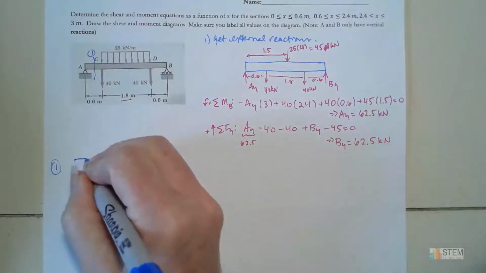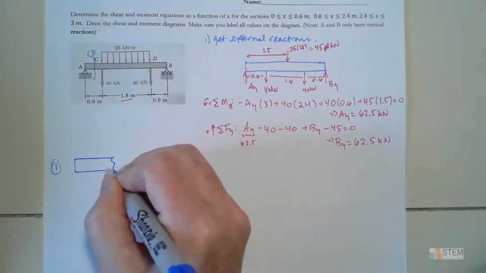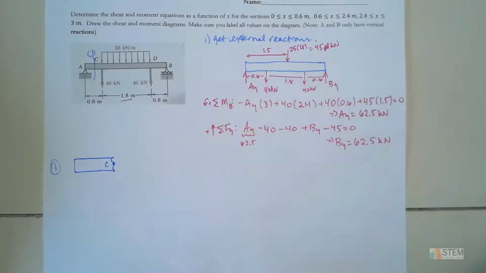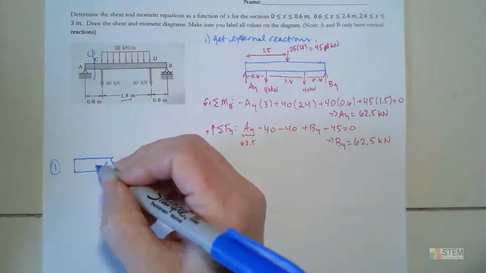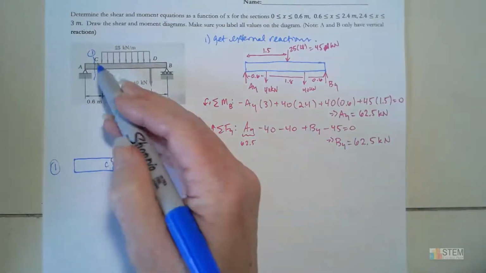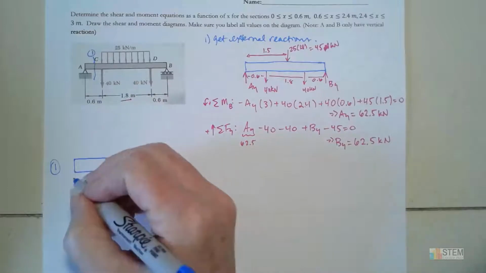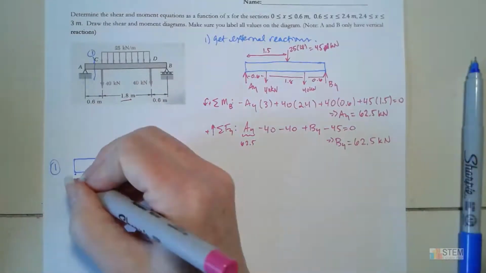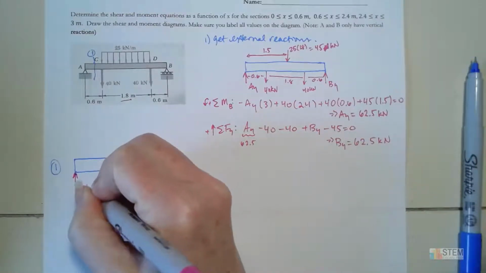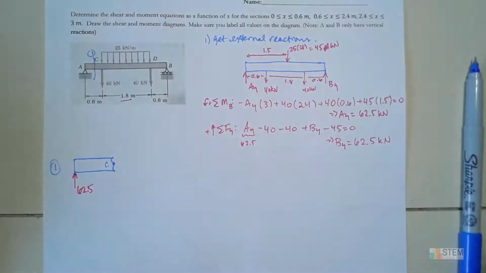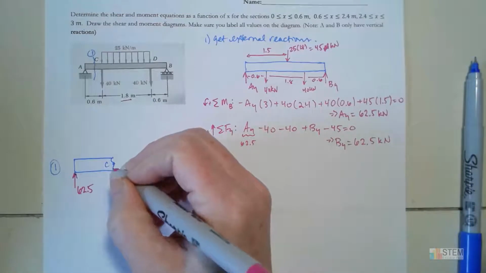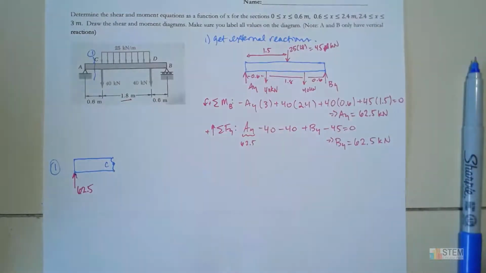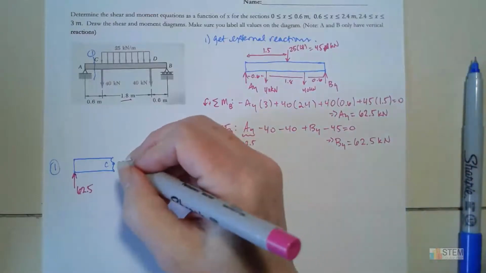Now we want to draw our free body diagram. I'm going to call this point C because that's where I cut the section. We're only going to care about everything that's to the left of this line. So I want my force over here, which is the 62.5, because that's AY. And then at C, I've sectioned it, so I need to look at my internal loadings, which will be V and M.